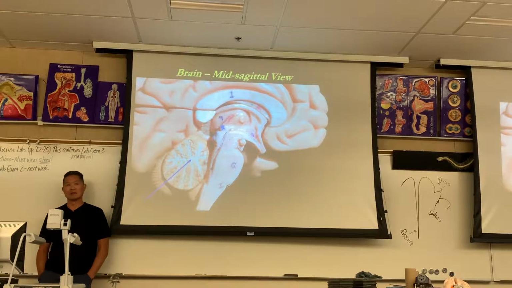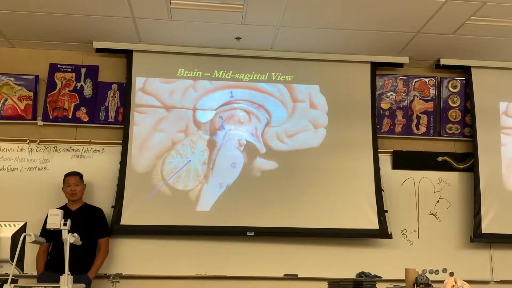Can't use tree of life on the... No. One. Arbor vitae. Okay, so this is the white matter in the vermis, all right? Arbor vitae is the white matter in the vermis.